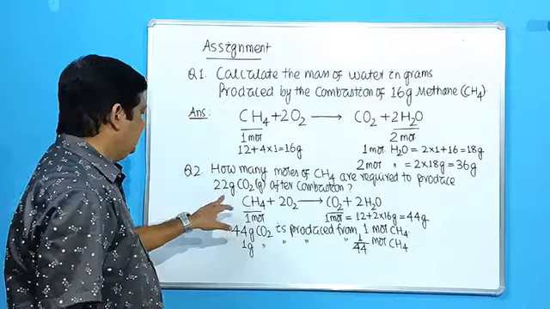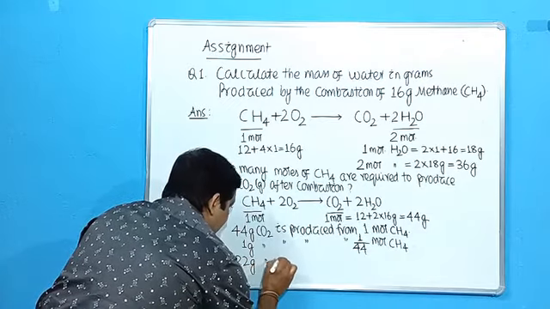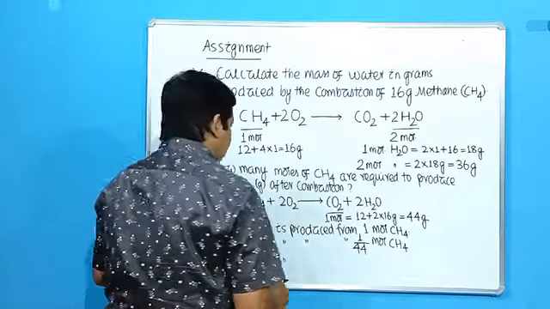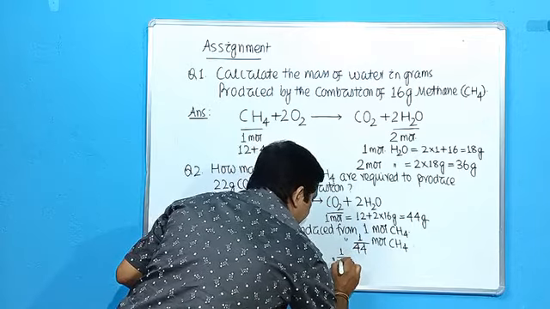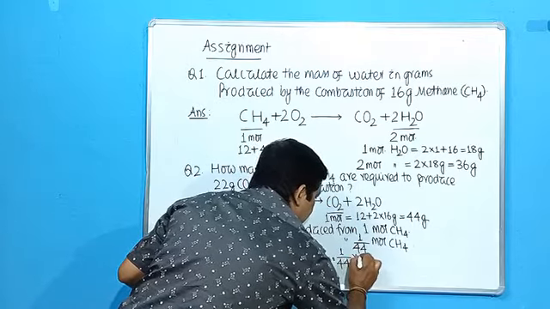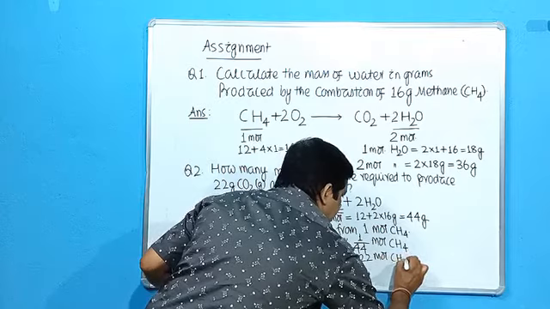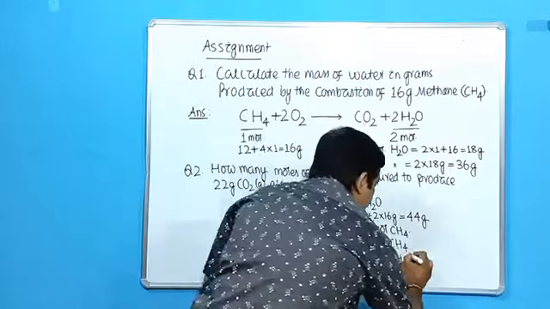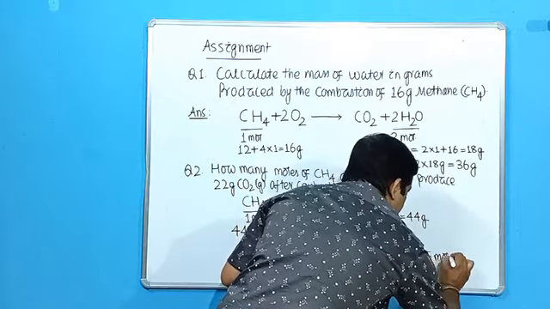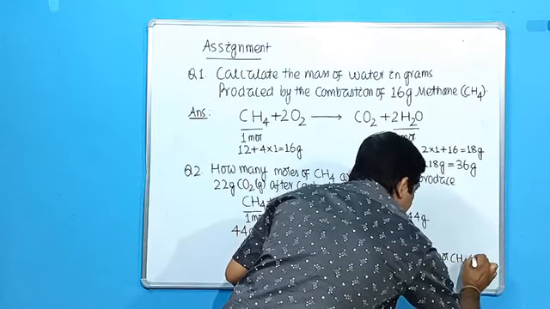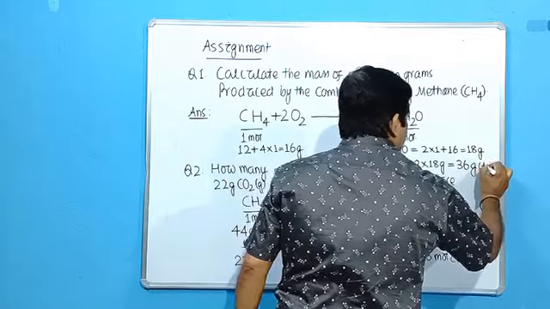What is the requirement? Now 22. So 22 gram of carbon dioxide will be produced from 1 by 44 into 22 moles CH4. That is 0.5. So the answer will be 0.5 mole CH4. This is the answer. This was the answer in the earlier case.